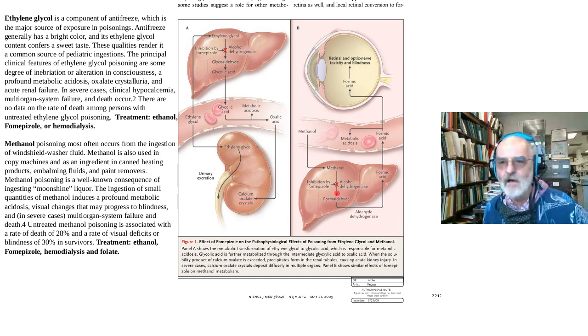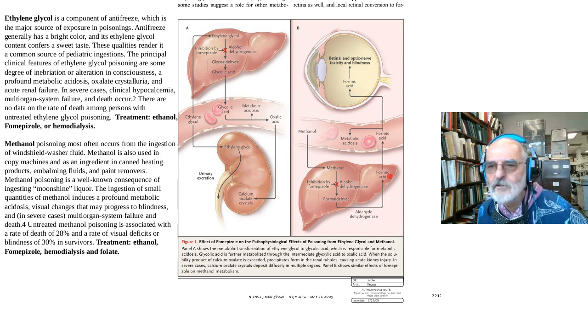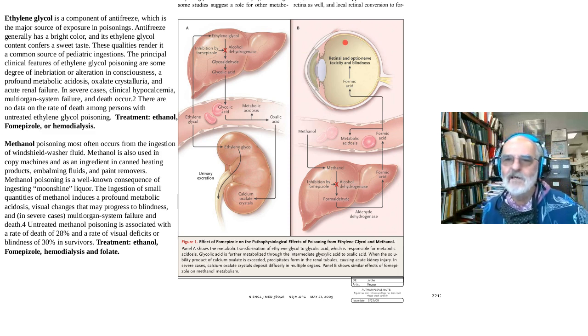All right? This is how you fix cadavers, basically, right? And then the alcohol dehydrogenase will convert it to formic acid. Formic acid will cause metabolic acidosis, but formic acid will also accumulate in the eye, and in the eye it will cause blindness. Okay, so methanol poisoning will cause damage to the liver, metabolic acidosis, and damage to the eyes.